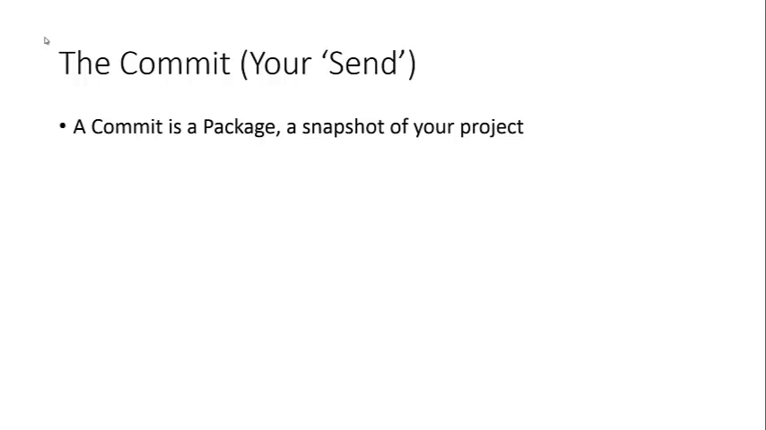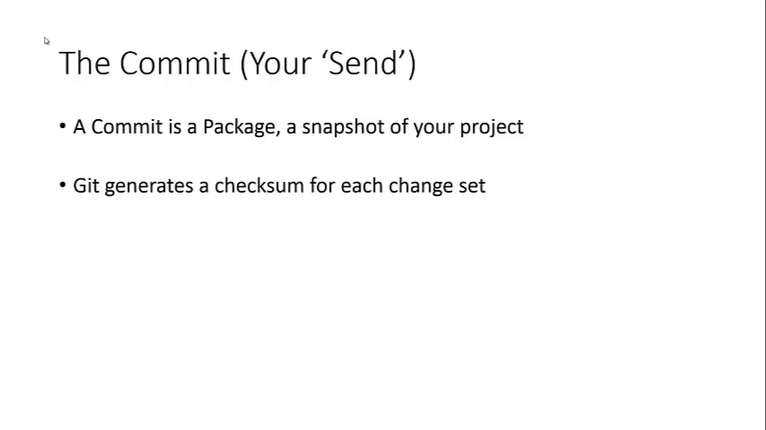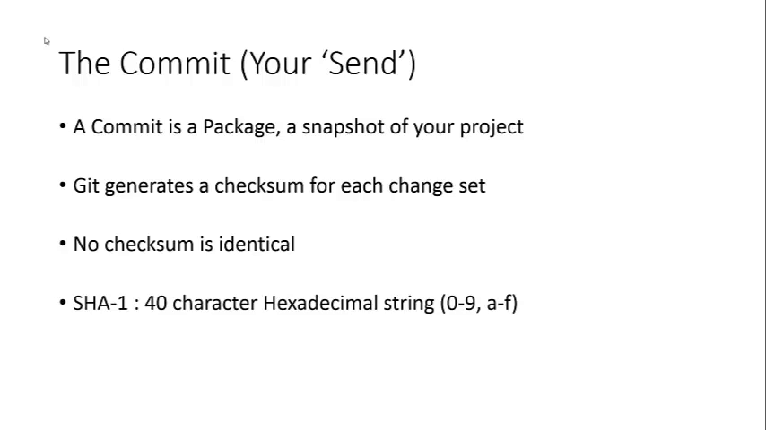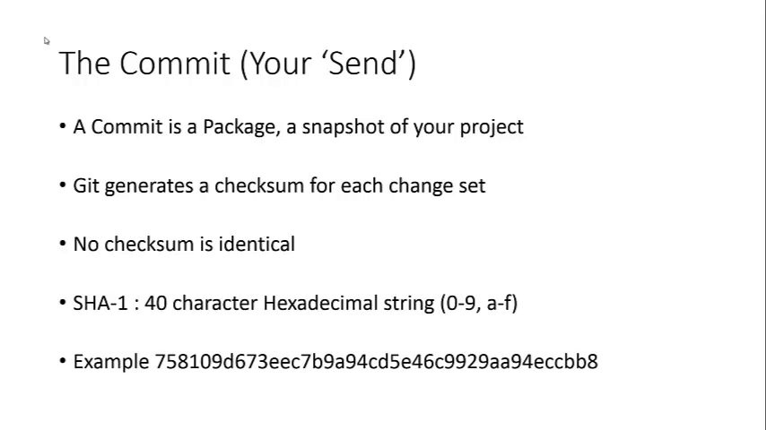So a commit is a package, it's a snapshot. Git literally takes a giant picture of your project, memorizes where everything is, and stores that snapshot. Also, Git generates a checksum for each change. A checksum is a really long hexadecimal string, and it's going to be completely unique. We're going to explore that in a bit, and I'll show you how one looks. As you can see, there's a really big amount of possibilities.